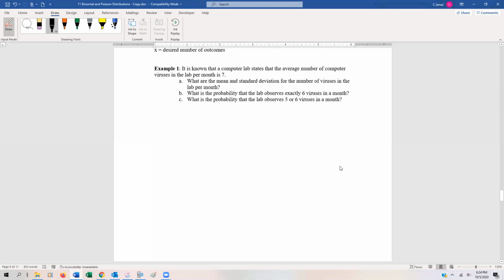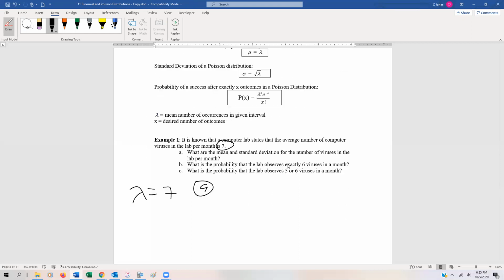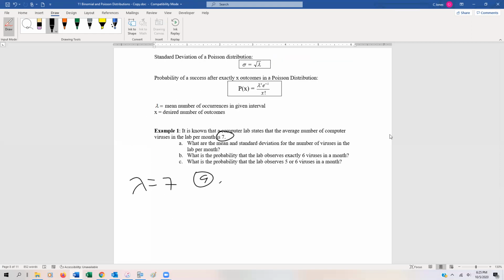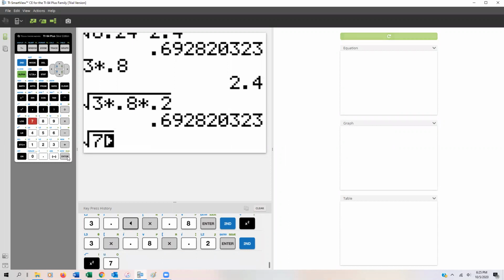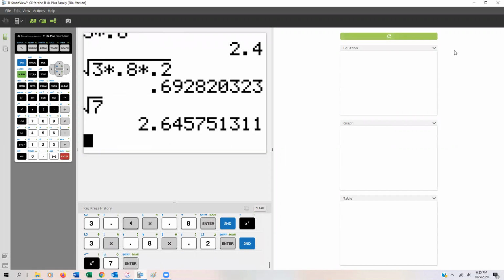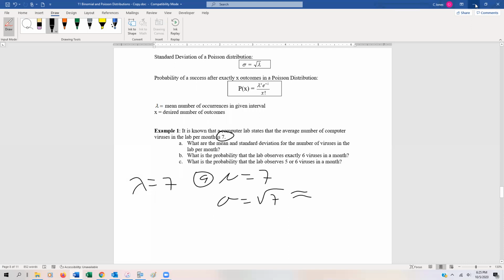It's known that in a computer lab, the average number of computer viruses per month is 7. So the only number given here is lambda, which is 7. For part A, what are the mean and standard deviation? Well, we know that mu is lambda, and we know that sigma is the square root of lambda. Square root of 7 is going to be 2.645 or 2.646. Easy enough. Probably the easiest formulas we've looked at in a little while.